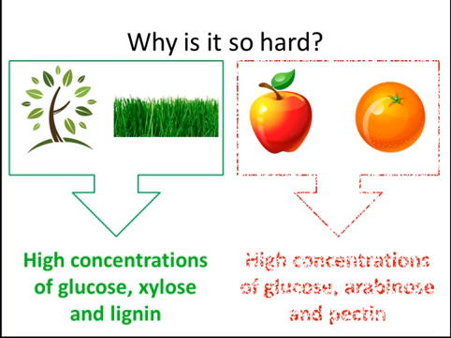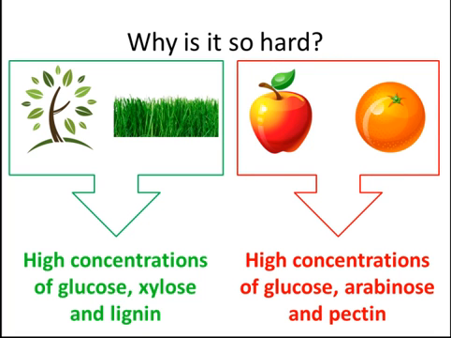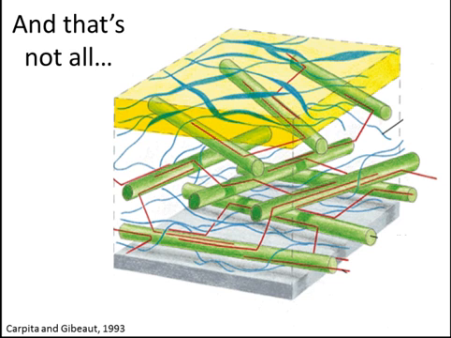There are also fruits, like apples and oranges, that have high concentrations of the sugars glucose, arabinose, and pectin. And it gets even more complicated. Plant cell walls are very complex, and the sugars are bound together in long chains. Bacteria are not able to produce ethanol when sugars are arranged in these chains.